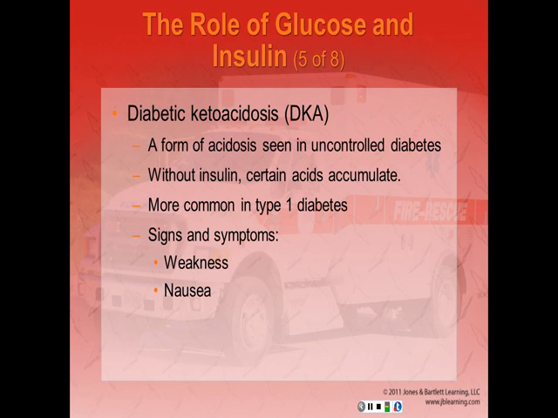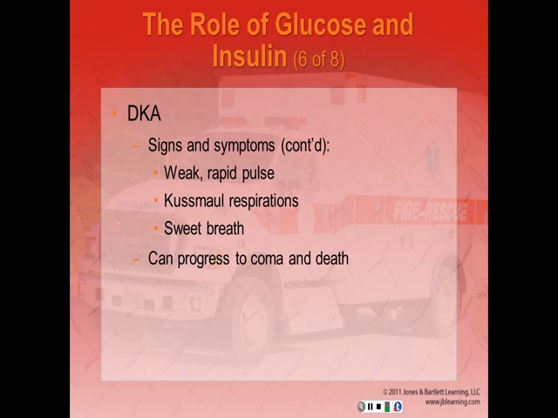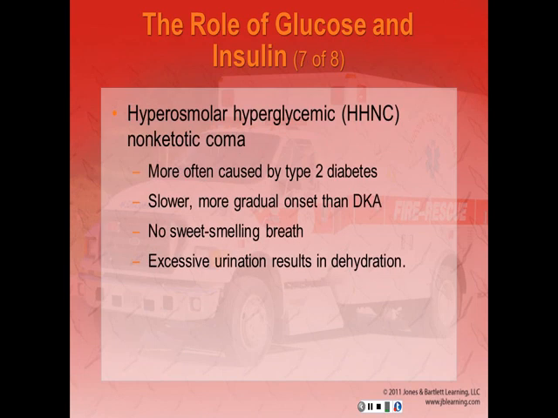Without insulin, certain acids accumulate, and this is more common in type 1. The signs and symptoms include weakness and nausea, a weak, rapid pulse, Kussmaul's respirations, which blow off excess acids, a sweet-smelling breath caused by the ketones, and altered mental status. Without proper fluid and insulin to reverse fat metabolism and restore glucose use for energy, DKA can progress to coma and death.